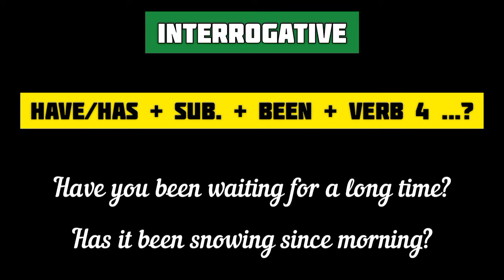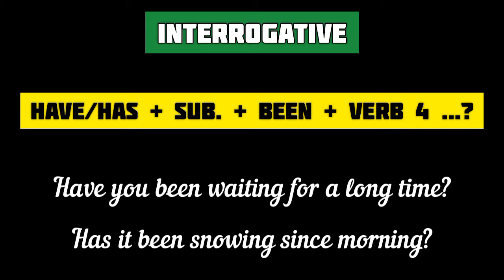But how do you use the present perfect continuous tense in interrogative sentences? You see, we use the auxiliary verb have or has according to the subject in front of the subject, and been and the ing form of the main verb after the subject. For example, have you been waiting for a long time? Has it been snowing since last week?